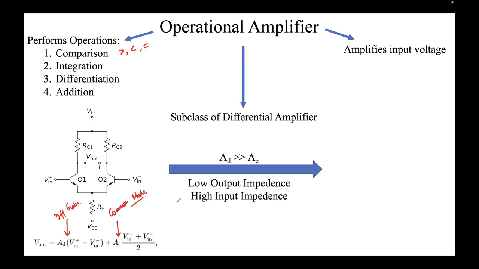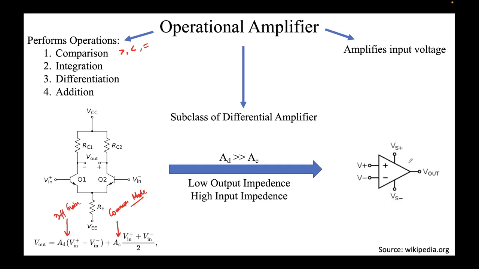Now, how do we convert a differential amplifier to an operational amplifier? We need to make sure of two things. One is that AD, the differential mode gain, should be much higher than the common mode gain. So effectively, the second term will be neglected and only the first term will remain. Second, the circuit has to be designed in such a manner that it has a lower output impedance and a higher input impedance.